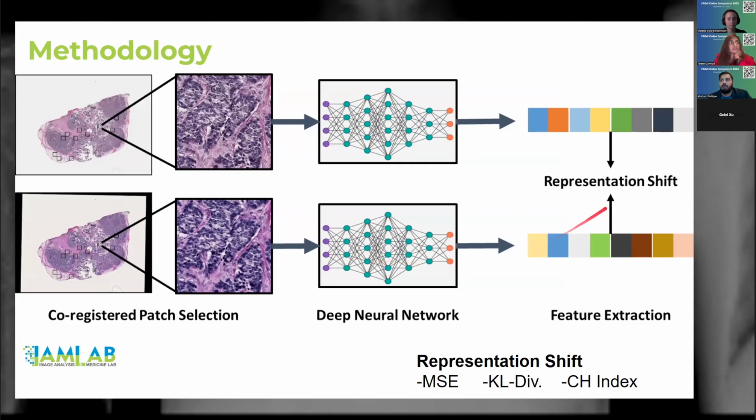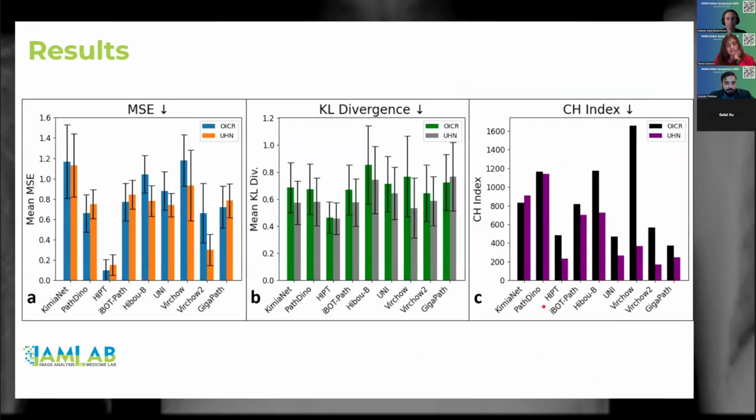Then we compare the features based on mean square error and KL divergence, and we also compare the clusters using the CH index. These are some of the results for the MSE as we compare the patch pairs together, like one patch from the Sakura scanner and the same patch from the Aperio. So we compare patch by patch, and we have a distribution of the MSE.